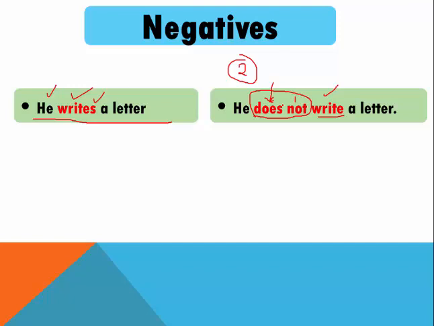So how does this happen? Because this es has been used here. This es that was with the write is used. Do plus es. So this becomes does. So you just assume that the es has been added here, and that's why there is no es. So he doesn't write a letter. Remember this, he writes a letter, es is there, but when you say does not, you will use the plural form of the verb because es is already there.